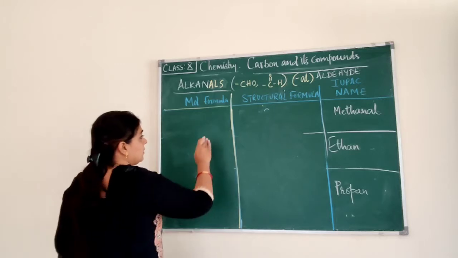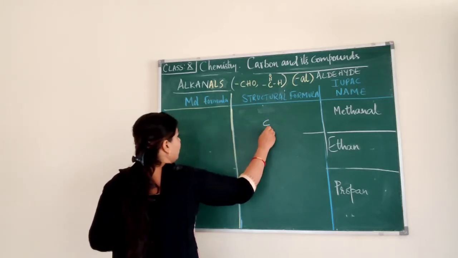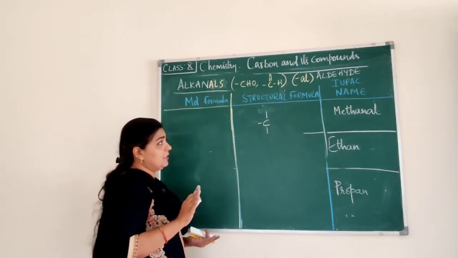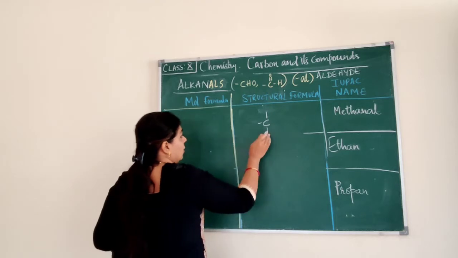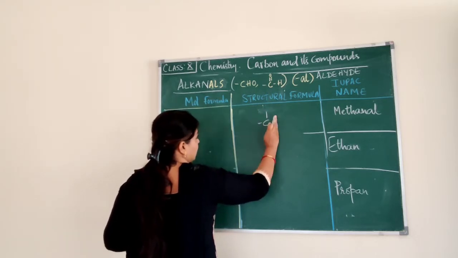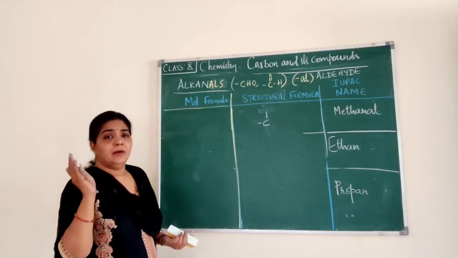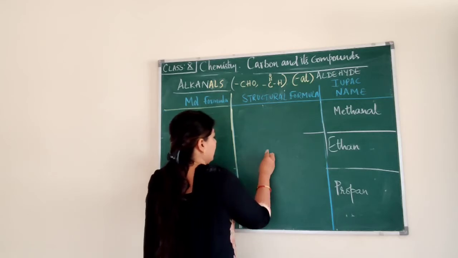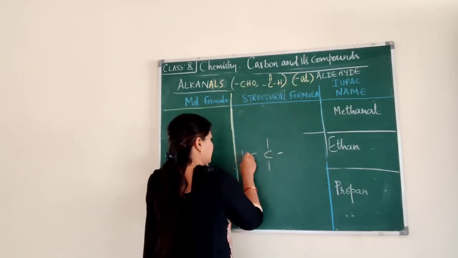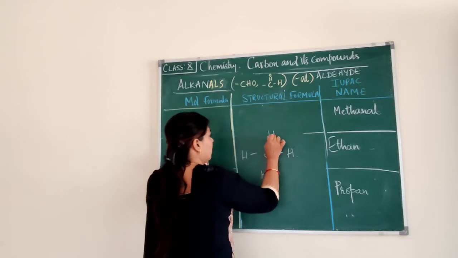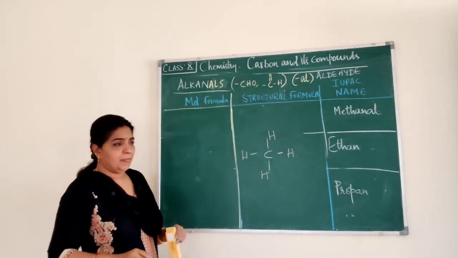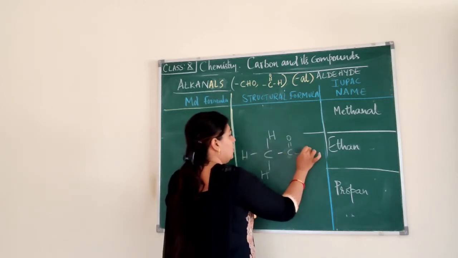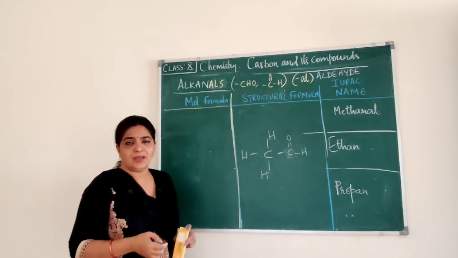So let us start with methanal. Methanal, we know very well, comes from methane, which has 4 hydrogen atoms. Now the aldehyde group is joining. So this is methane. Now the CHO group is joining. Can I add a separate CHO here? No, then it is not methanal, because there would be 2 carbon atoms.